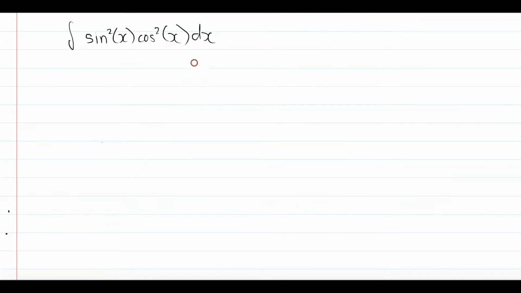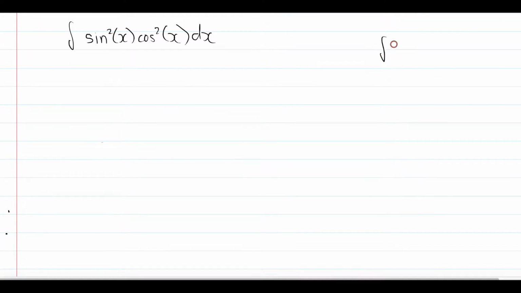Hey everyone, so today we're going to go through anti-differentiation again, but this time on your trigonometric identities. Let's proceed. Okay, so anti-deriving sine square x times cos square x. How does that work? We've got squares.